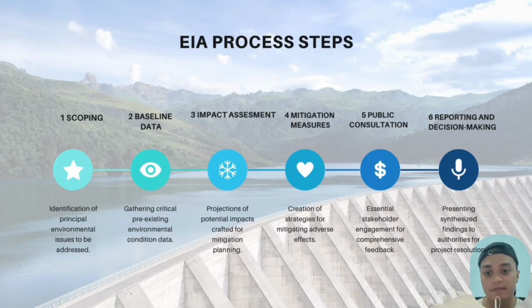The fifth step is public consultation, which is essential stakeholder engagement for comprehensive feedback. This part is very important, so we know how the project will go. The sixth step is reporting and decision making, which is about presenting and synthesizing findings to authorities for project resolution. For any other step, we consider the sixth step first before going to the next step.